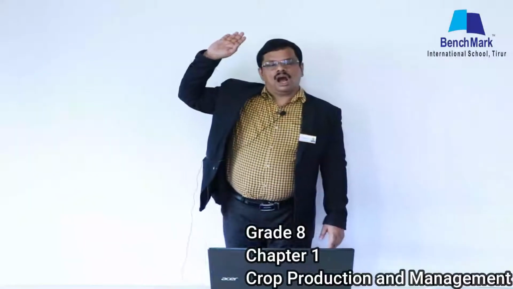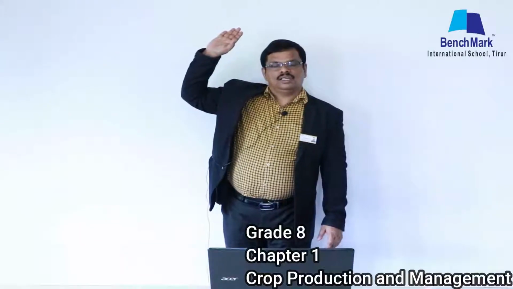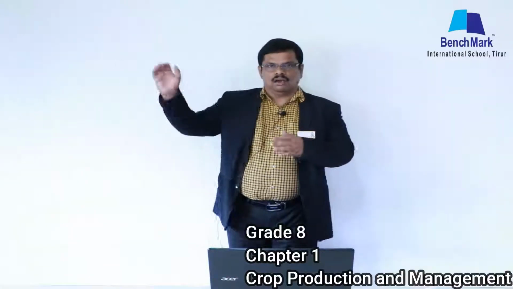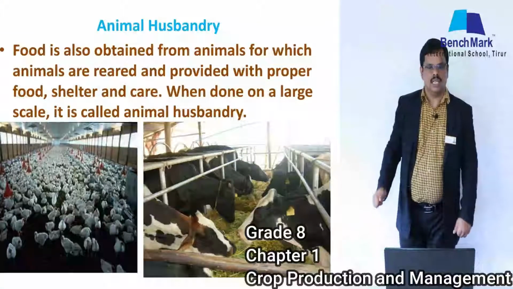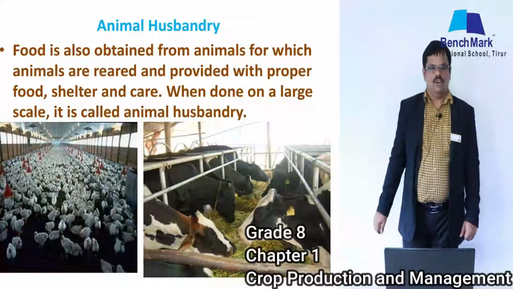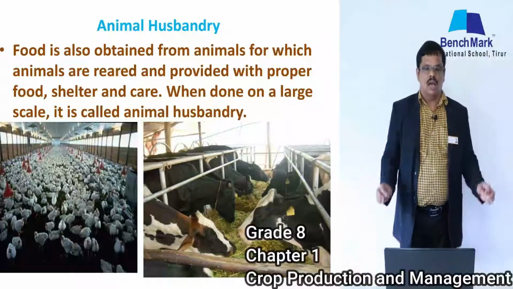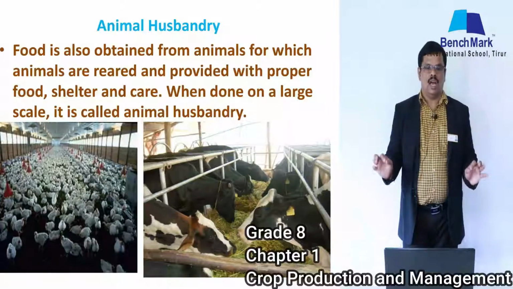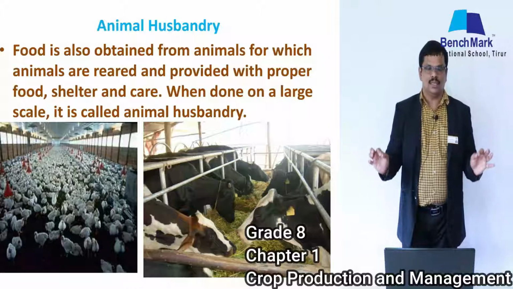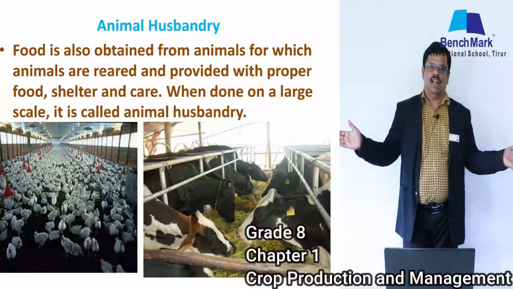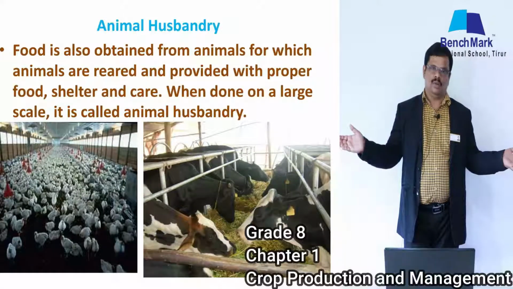Now once again, I hope you remember how we discussed in the first class, it was about animal husbandry. Here you can see a slide. See, what is it? Food is also obtained from animals, for which animals are reared and provided with proper food, shelter and care. And when this is done on a large scale, we call it animal husbandry.